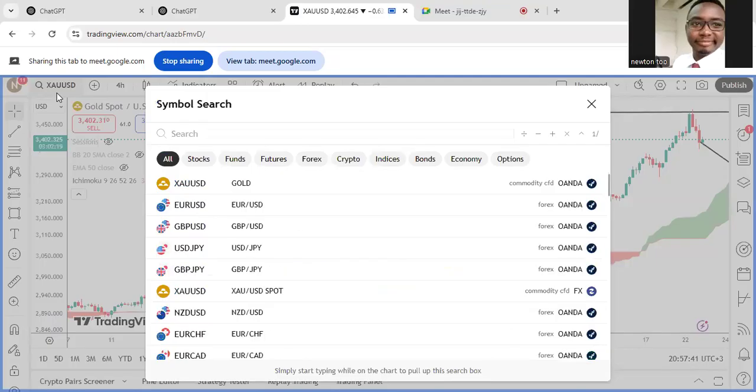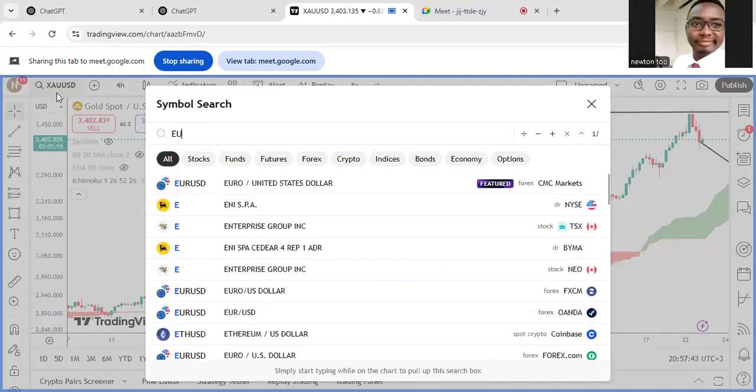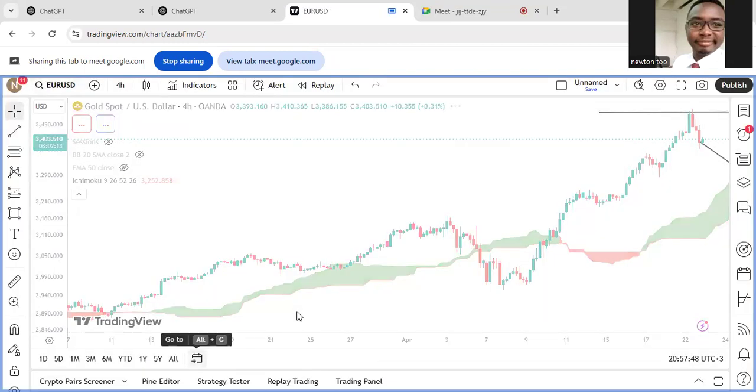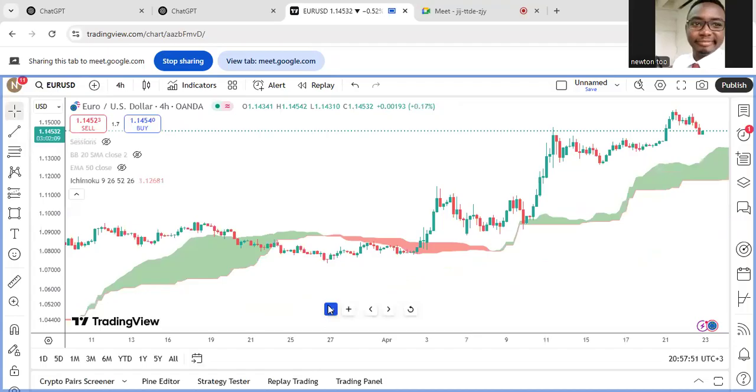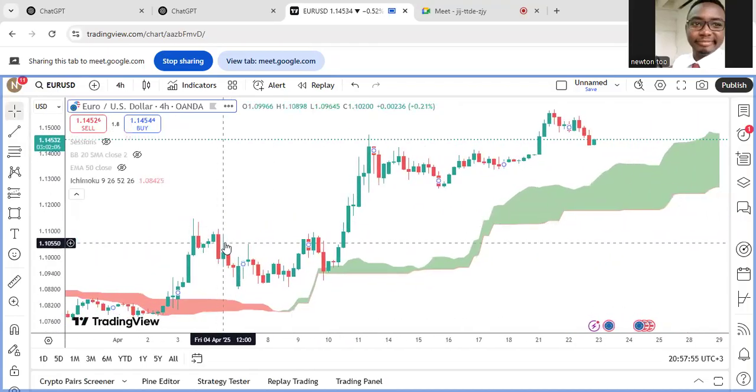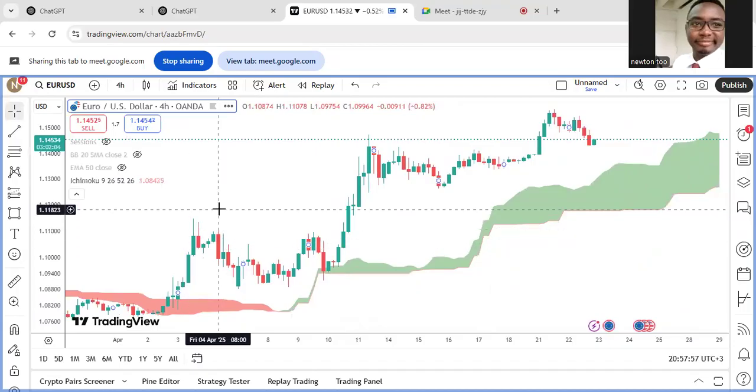So maybe you can check euro dollar. Yeah, same thing guys. Unaona nimwambia, kuna two ways unaweza trade. So one way tumesema unaweza trade something called a pullback.